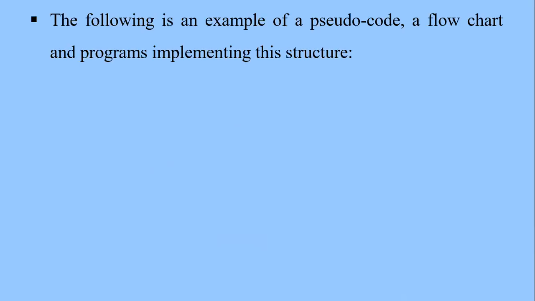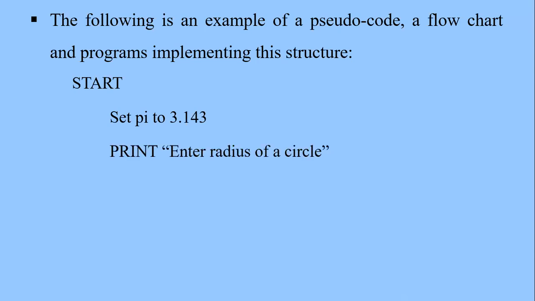The following is therefore an example of a pseudocode, a flowchart, and programs in C and Pascal implementing this structure. So the pseudocode is: start. Set the pi to 3.143. Then display the message, or print the message, enter radius of a circle. Then input radius.